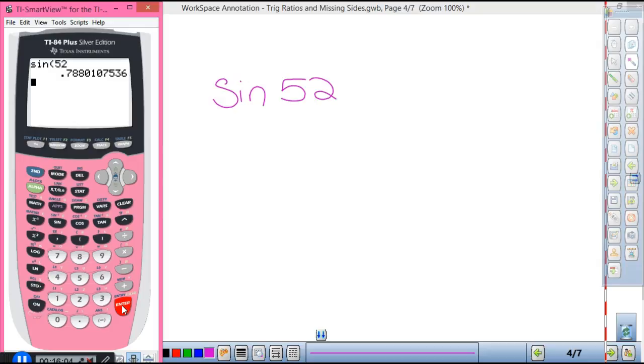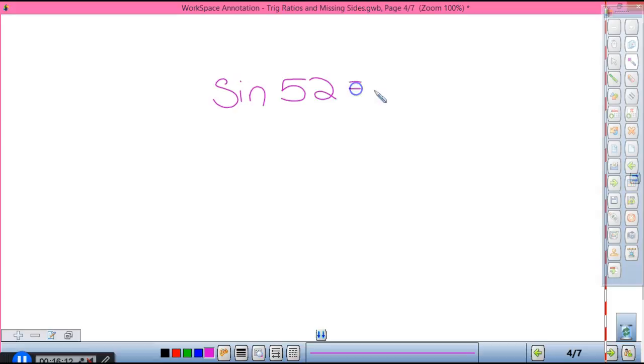Okay, what do we get? Did everybody get this? All right, so on your assignment, you're gonna have to round to the nearest 100th. Okay, so sine of 52 is 0.79. What does that mean? Okay, and I would write this just on the back side of where we've been writing.